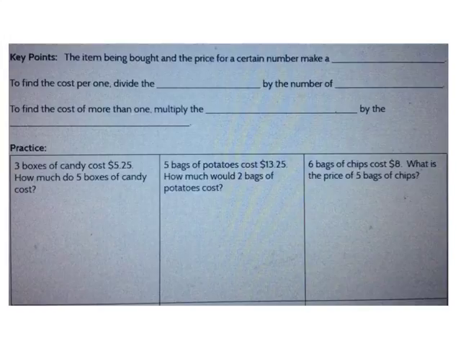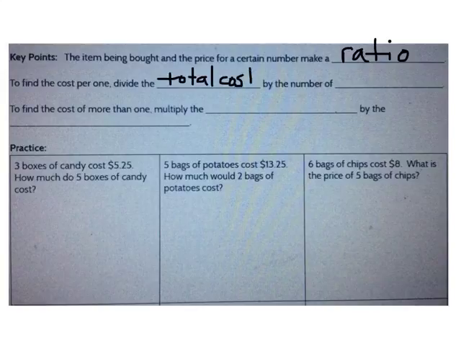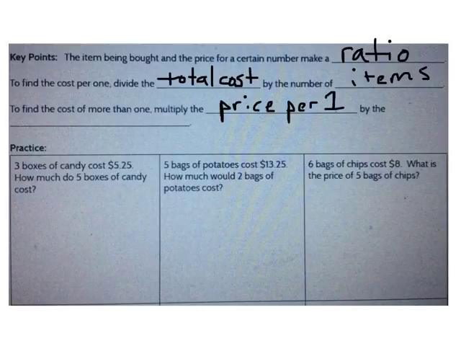So what we've learned today is this. The item being bought and the price for a certain number make a ratio, the number of items to the price. To find the cost per one, divide the total cost by the number of items. To find the cost of more than one, multiply the price per one by the number of items. So I can divide to find the price per one, and then multiply to find the price of any number of items. Now you have 6 practice problems to do.